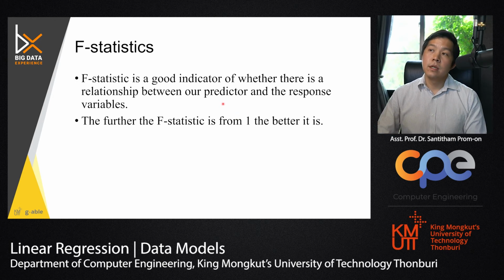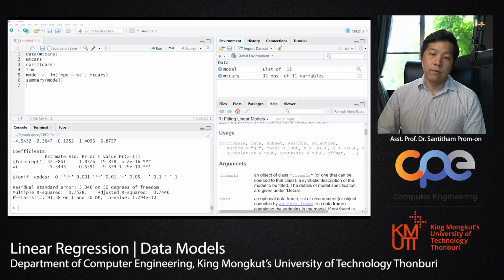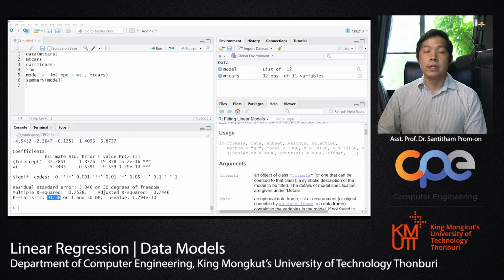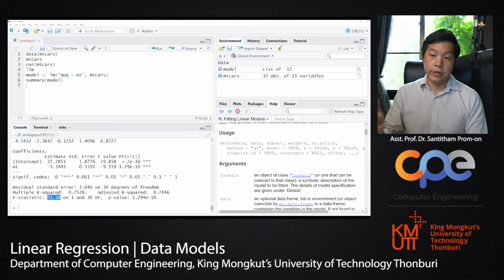So that means when you look at the F statistic value here, the larger the value, the better, because it would indicate that the model contains certain information about the prediction. And the p-value is the p-value of this F statistic.